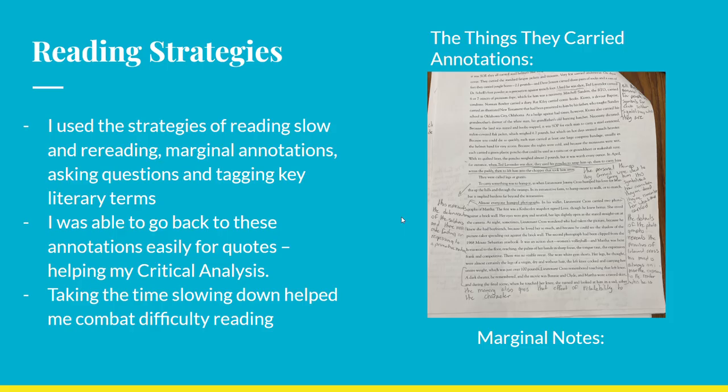Next up is reading strategies. I use a lot of reading strategies, such as reading slow, rereading, marginal annotations, and then asking those questions and tagging those key literary terms. With that, I was able to go back into the text, whether it be The Things We Carried or The Kite Runner. So when it was time to put that into a document or some sort of note sheet for class, it was really easily accessible, and I retained more information about what I thought about the text.